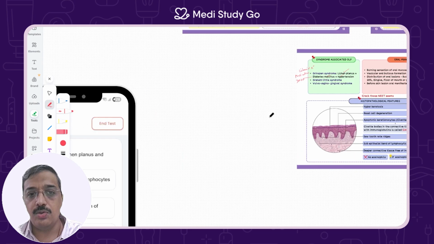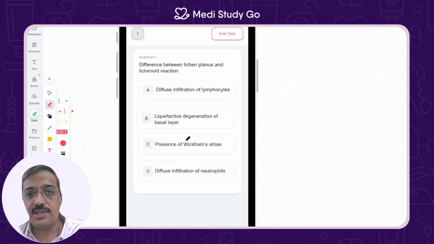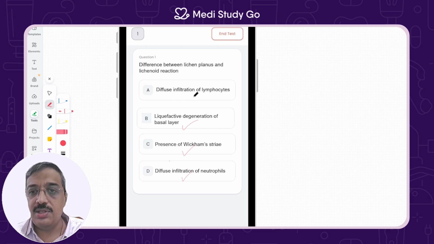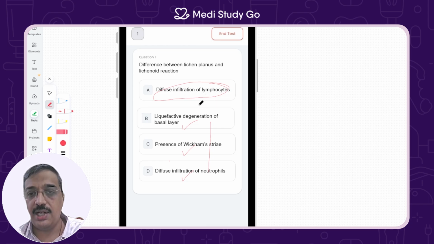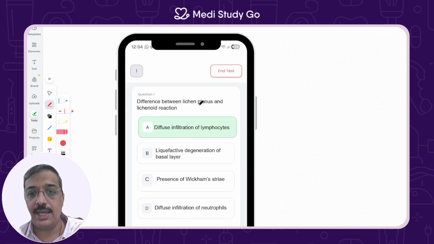Let's have a look at one or two of the questions and test yourself on the app regularly. What is the difference between lichen planus and lichenoid reaction? So let's have a look at it. Does lichenoid reaction have a liquefactive degeneration? Yes, it does. Does it have Wickham striae? Yes, it does. Does it have neutrophils? Yes, possibly. But diffuse infiltration of lymphocytes is a very characteristic feature. This is a feature of both, whereas the diffuse inflammatory cell infiltrate of lymphocytes is a differentiating feature of lichenoid reaction. A well-defined band is lichen planus, diffuse is lichenoid reaction.